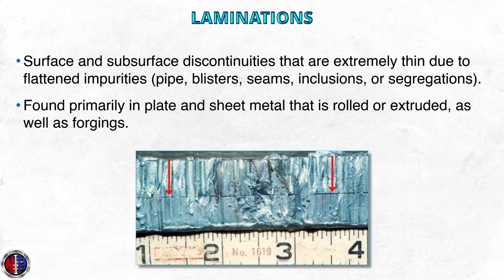Laminations. Laminations are surface and subsurface discontinuities that are extremely thin due to flattened impurities such as pipe, blisters, seams, inclusions, or segregations. They are found primarily in plate and sheet metal that is rolled or extruded, as well as with forgings.